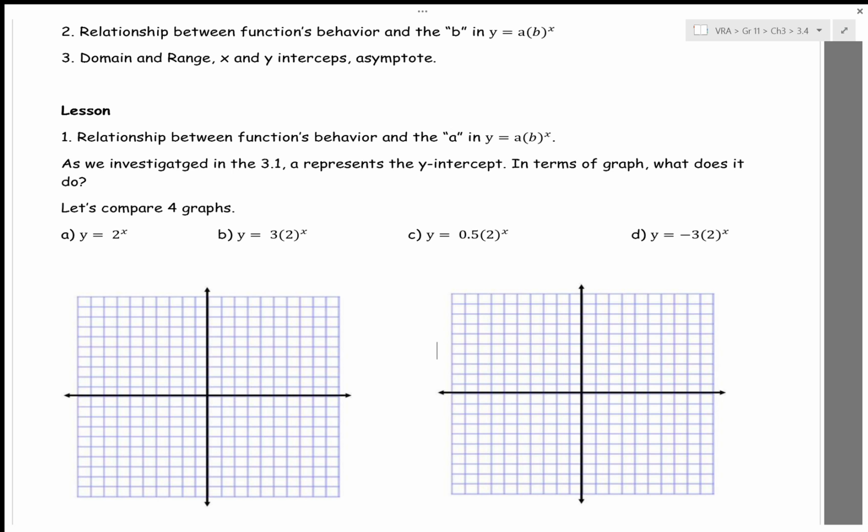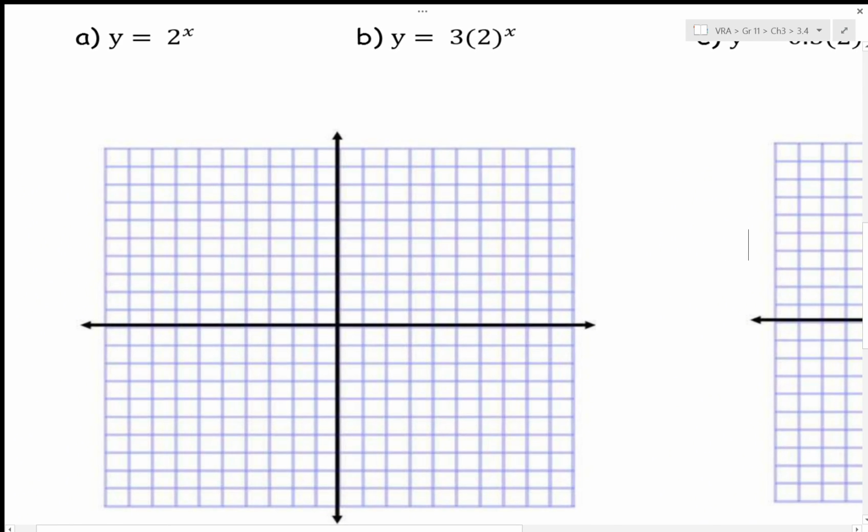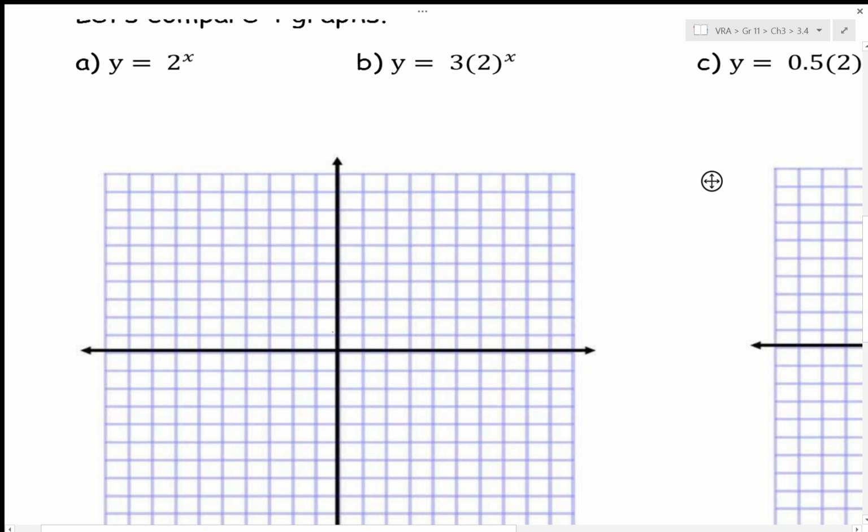So the first thing is the relationship between the function's behavior and the a in y equals a times b to the power of x. So how does the a change it? Let's take a look at the a and b first. I'm going to graph y equals 2 to the power of x, using red. It goes up like this, going up that way. And it never touches the x-axis, by the way. Even though my graph looks like it's touching it, it never touches it.